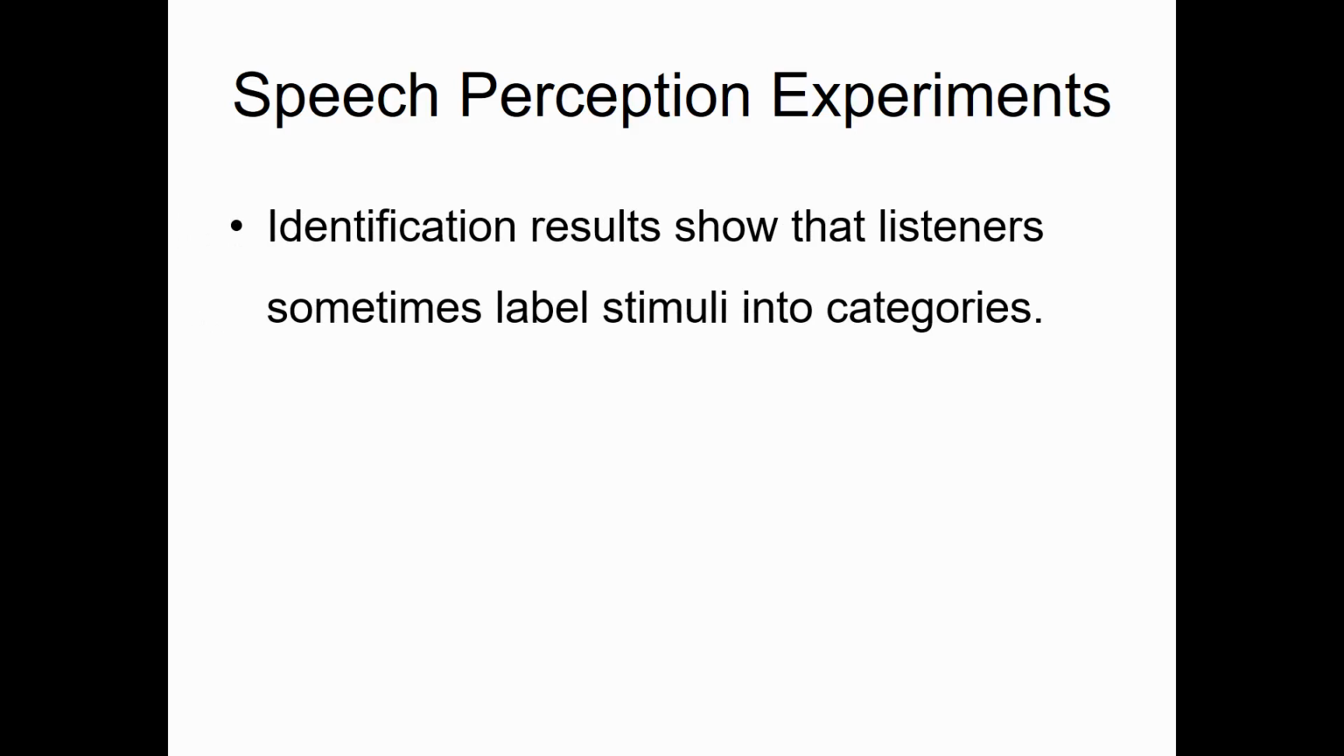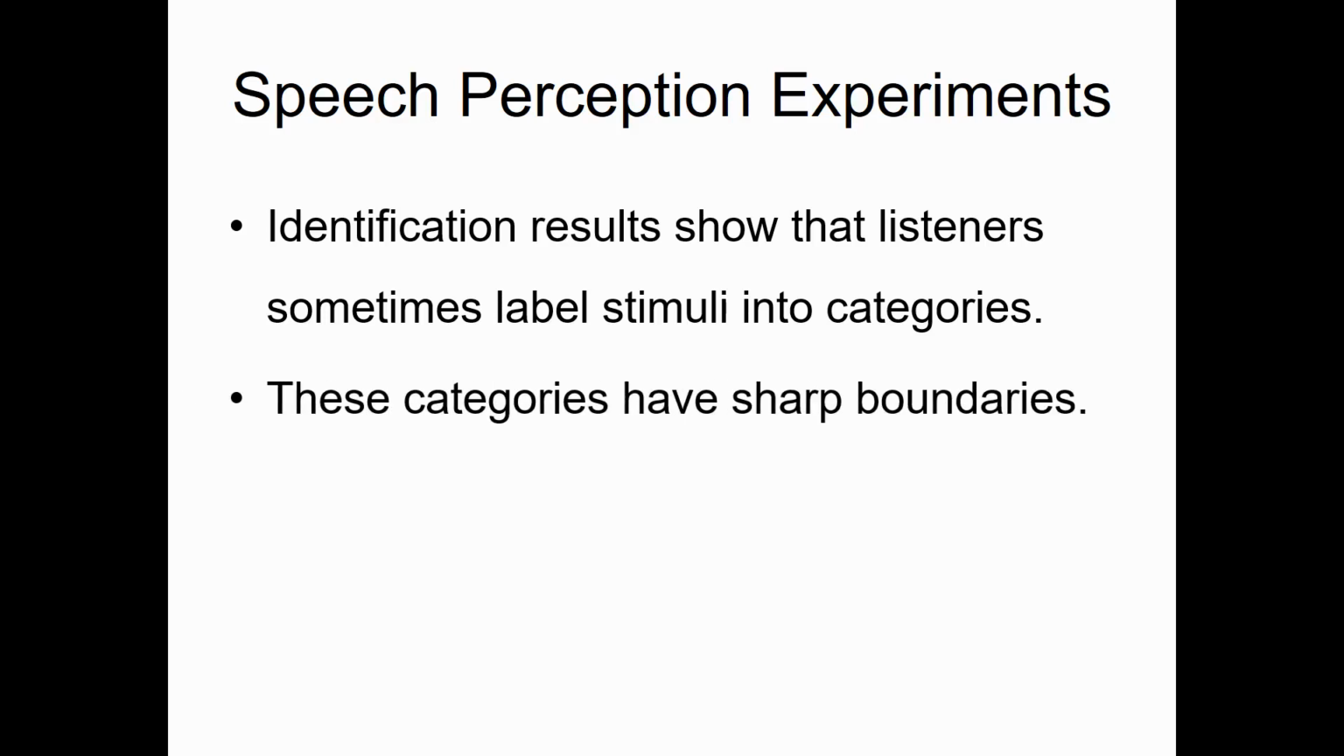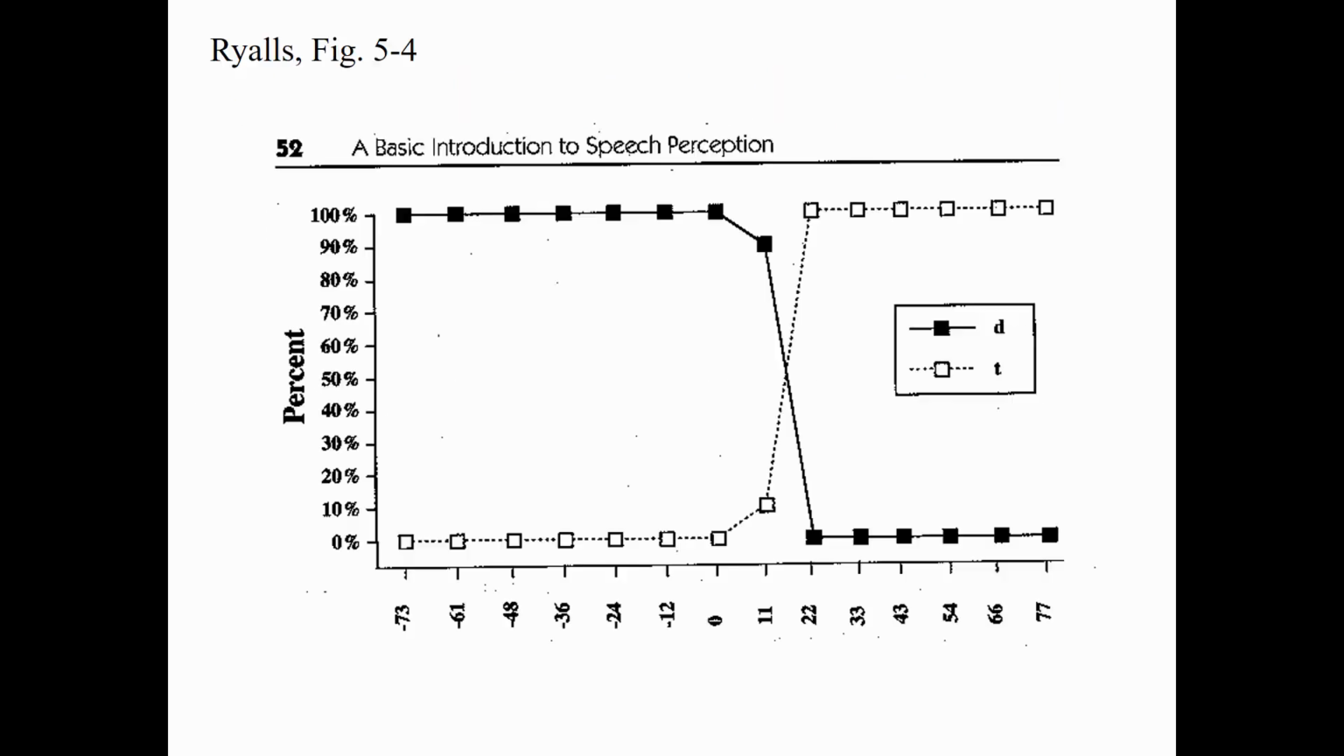Now, what the identification experiment showed, and this is another one of the classic findings in speech perception that I feel obliged to teach you, is that when you do experiments like this, you get very often the same result over and over again. And that is that your identification results show that listeners label stimuli into categories, and these categories have sharp boundaries. What do I mean? Well, it's best seen on a figure.